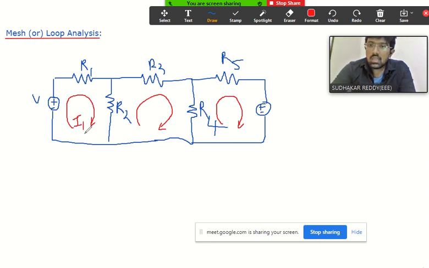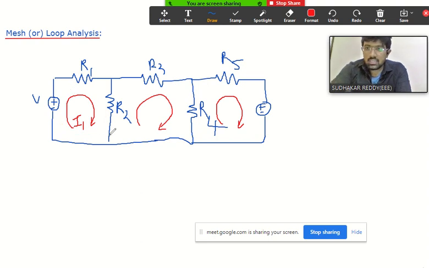All of you understood. So what is the current direction I consider? Is it in clockwise direction or anti-clockwise direction? It is a pure assumption. If you are showing interest in anti-clockwise direction, you can assume this I1 current in anti-clockwise direction. There is no compulsion that you need to assume the currents only in clockwise direction.